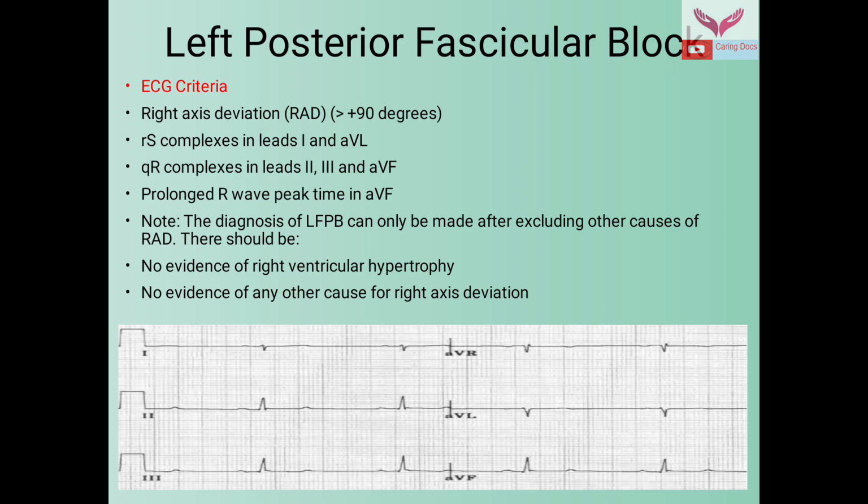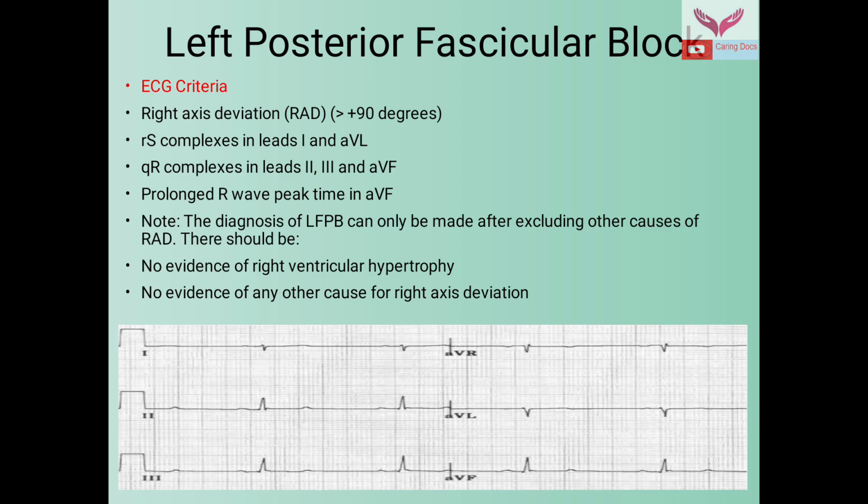The ECG criteria for left posterior fascicular block is right axis deviation of more than or equal to 90 degrees, RS complexes in lead 1 and AVL, QR complex in lead 2, 3 and AVF, and prolonged R wave peak time in AVF. But note that the diagnosis of left posterior fascicular block can only be made after excluding the other causes of right axis deviation. There should be no evidence of right ventricular hypertrophy.